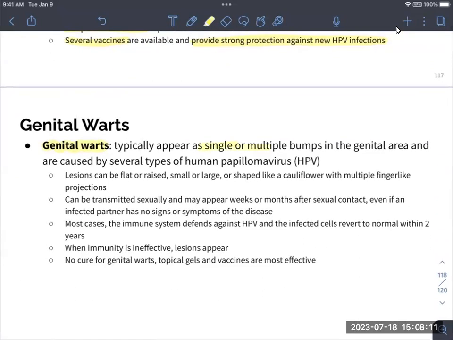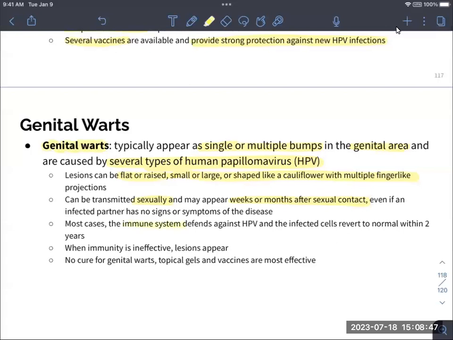Genital warts. You can get a single bump, or there could be multiple bumps forming in the genital area. It's usually caused by several different types of the human papillomavirus. They can be raised or flat lesions. They can be large, they can be small, they can be cauliflower-like with multiple finger-like projections coming off of them. Again, they're transmitted sexually. They can appear weeks or months after sexual contact. Even if the infected partner has no signs or symptoms, it can still be passed along.